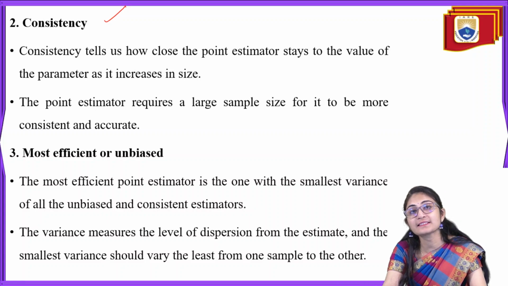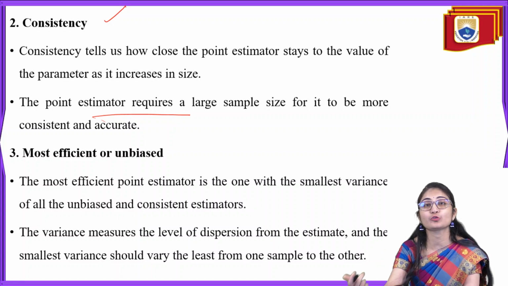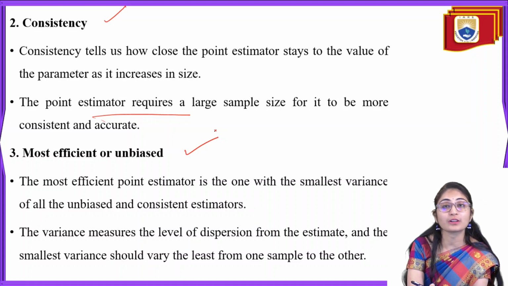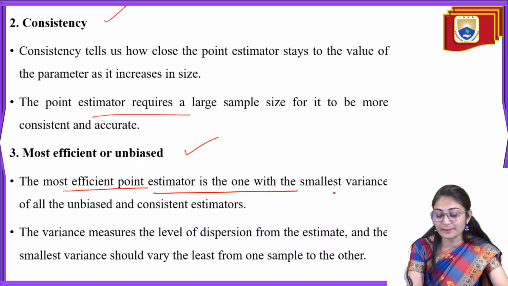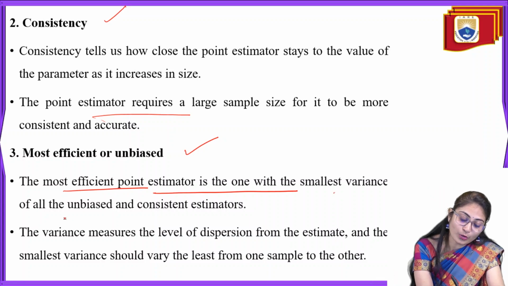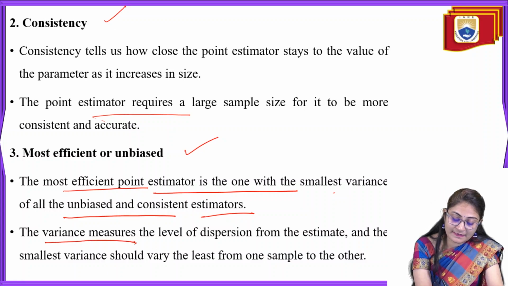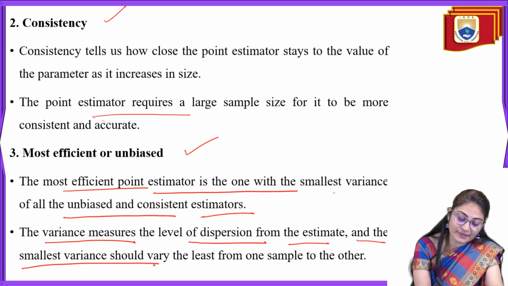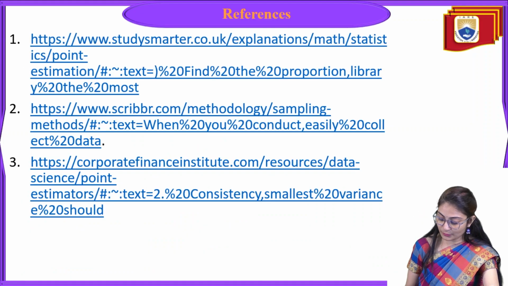Next, consistency. Generally, consistency tells us how close the point estimator stays to the value of the parameter as it increases in size, and the point estimator generally requires a large sample size to be more consistent and accurate. Then most efficient or unbiased. The most efficient point estimator is one with the smallest variance among all the unbiased and consistent estimators. The variance measures the level of dispersion from the estimate, and the smallest variance should vary the least from one sample to another. So these are the references.